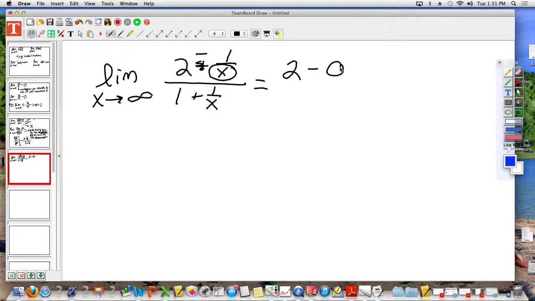1 divided by infinity is 0, so we have 2 minus 0 in the numerator. The denominator is going to be 1 plus, what is 1 divided by infinity? 0. What is 2 minus 0? 2. What is 1 plus 0? 1. What is 2 divided by 1? 2. We already knew the answer was 2, right? Yes.